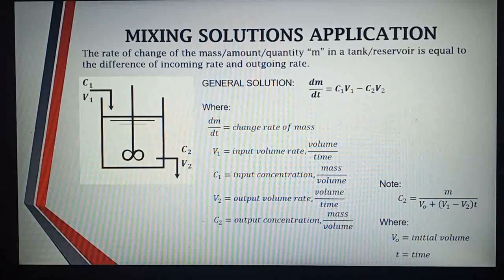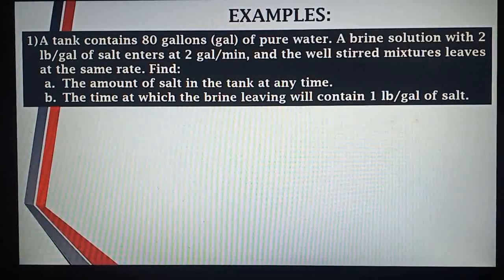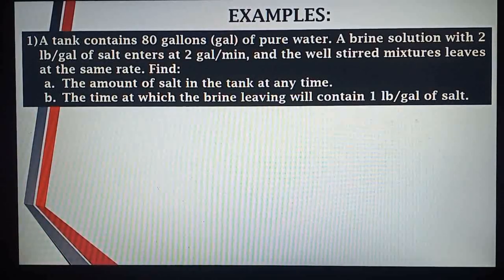Now let's talk about the examples so that it is easier to understand the concept of mixing solution. First example: a tank contains 80 gallons of pure water. Then a brine solution with 2 pounds per gallon of salt enters at 2 gallons per minute, and the well-stirred mixture leaves at the same rate. We have to find the amount of salt in the tank at any time, and the time at which the brine leaving will contain 1 pound per gallon of salt.